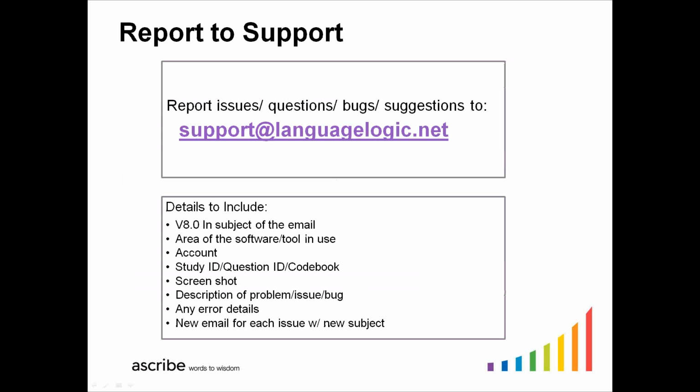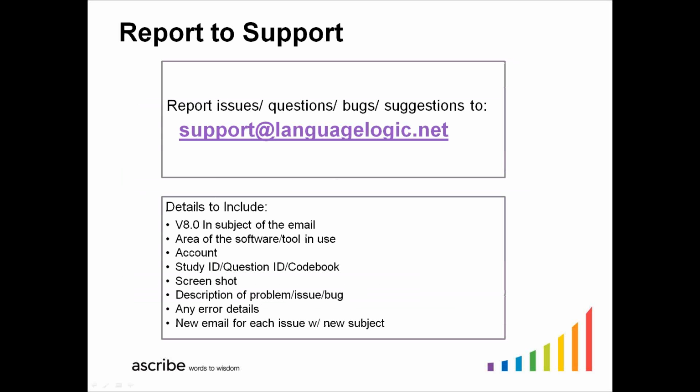And they do ask that you include a couple of details when you send an email to support. First of all, if it's concerning version 8.0, please put version 8.0 in the subject of the email. That way they respond to live work a little quicker than they would to a community preview. So again, just put version 8.0 in the subject of the email.